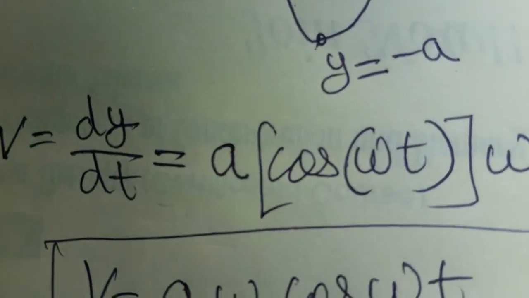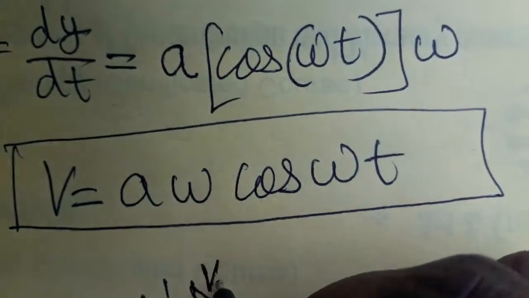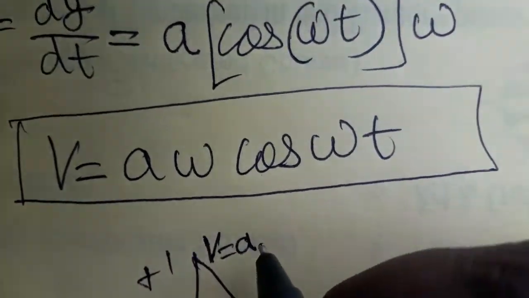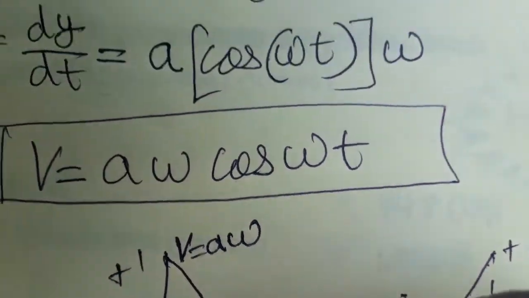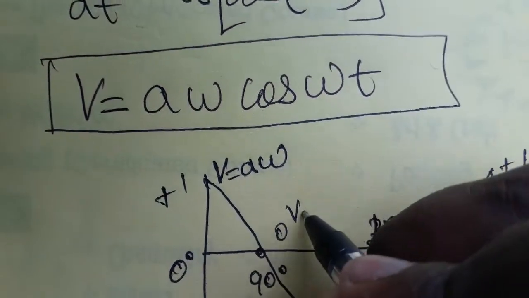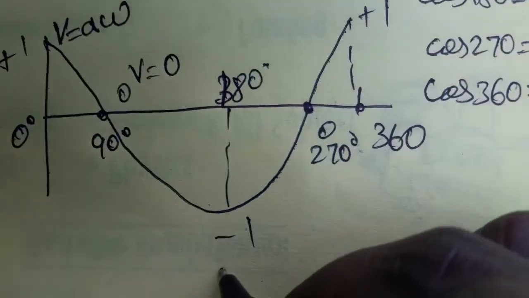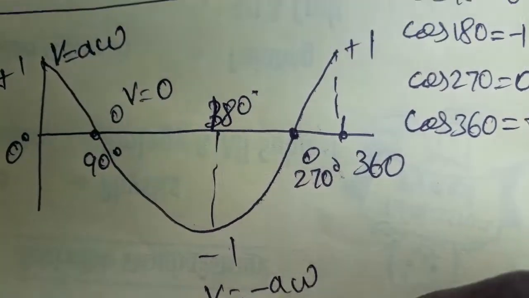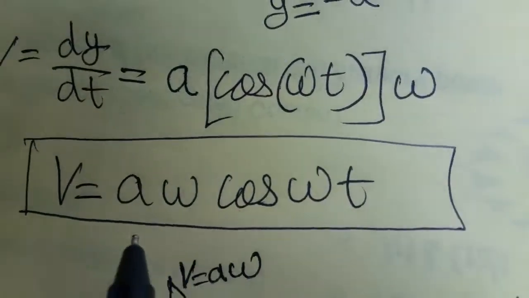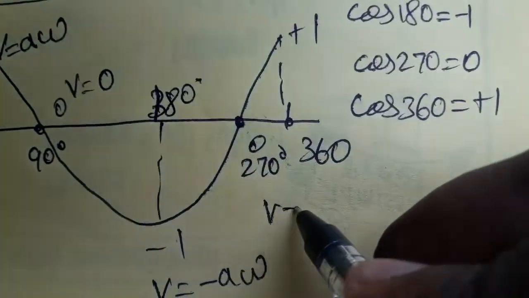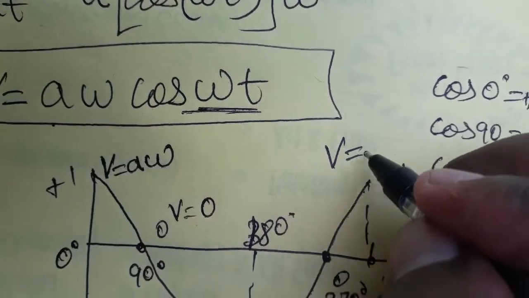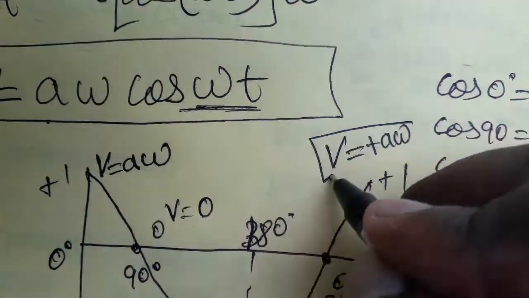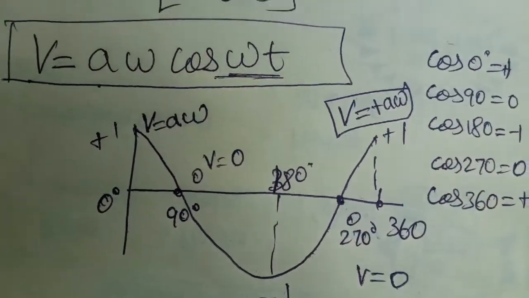Now v is equal to A omega at the point of 0 degree. When it is 90 degree, cos 90 is 0, so here v is equal to 0, and here v is equal to minus A omega. At 270 degree, cos 270, so v is equal to 0. When it is 360 degree, we'll get v equal to plus A omega. This is the velocity variation we get from the cos.